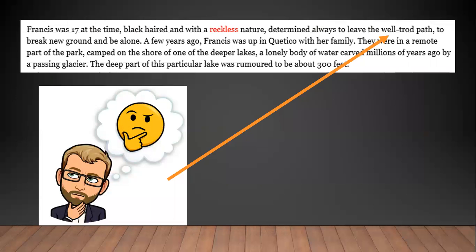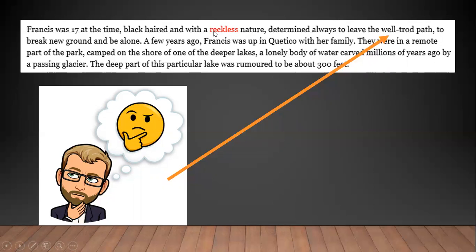To do that, you need to look carefully at where the word comes in the sentence. So here we've got: Francis was 17 at the time, black-haired and with a reckless nature, determined always to leave the well-trod path, to break new ground and be alone. Now, if I look at where that comes in the sentence, reckless nature. Now, I know that nature is a noun.